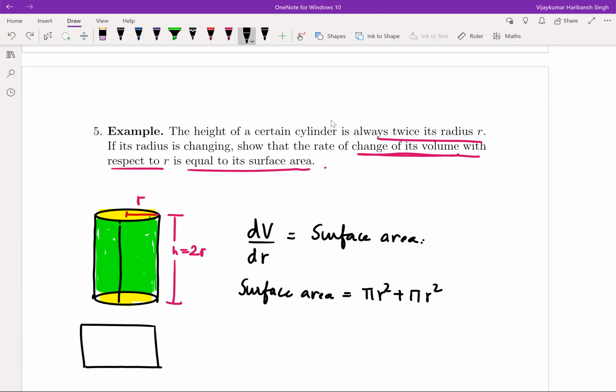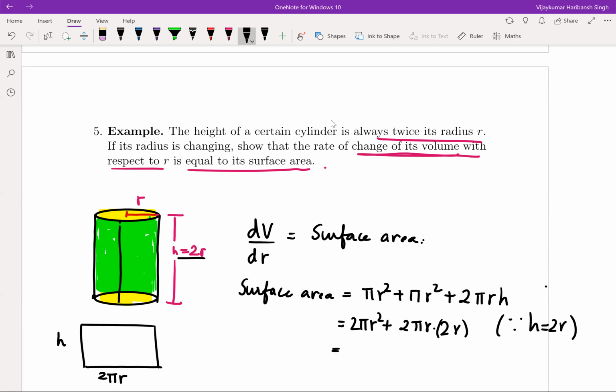When you cut it open, the base will be 2 pi r, the perimeter or circumference of the base, and the height is h. So the slant surface is going to be 2 pi r h. But we know h is always 2r, so we have pi r square plus pi r square plus 2 pi r times 2r. This is 2 pi r square plus 4 pi r square, which is 6 pi r square. So this is the surface area.